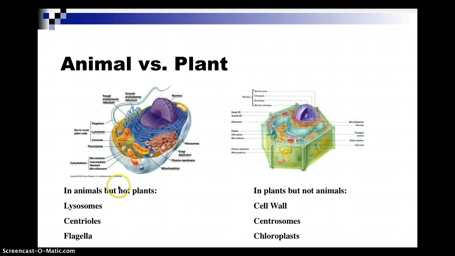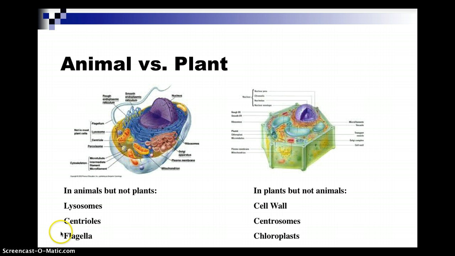In animal cells, but not plant cells, you have lysosomes, centrioles, and flagella. So a lysosome is used in the breakdown of macromolecules because we ingest these large things like proteins and carbohydrates. Our lysosomes help break those things down. Centrioles are used in our cell reproduction. We'll talk more about that in mitosis and meiosis. And we have flagella, which help the cells to actually move.